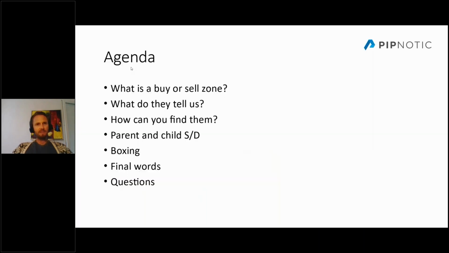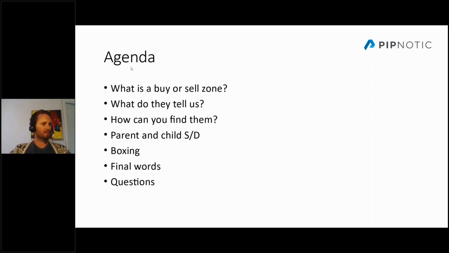So the agenda is what is a buy or a sell zone, and we touched on a lot of that during the last webinar. If anybody here tonight didn't attend the last webinar, then I recommend that you go and watch that, and then today's material will make a little bit more sense. But even if you haven't, I think you'll be able to follow along. We're going to talk about what buy and sell zones are telling us, again a little bit of repetition, how we can find them, and then we're going to dive into the concept of parent and child supply and demand.